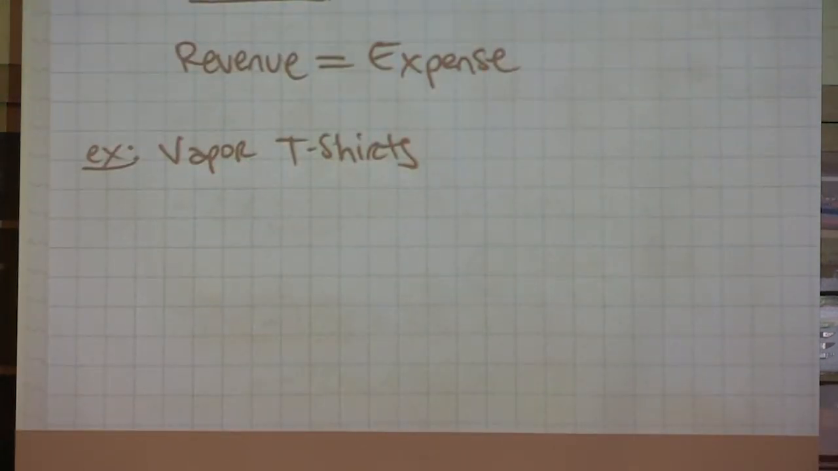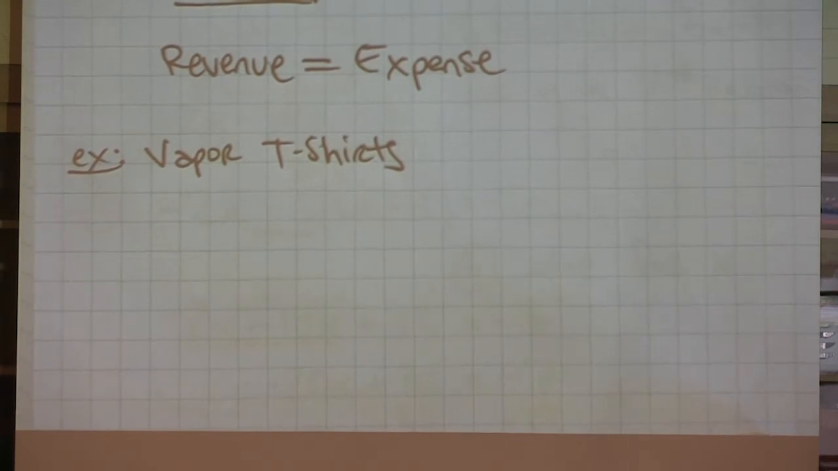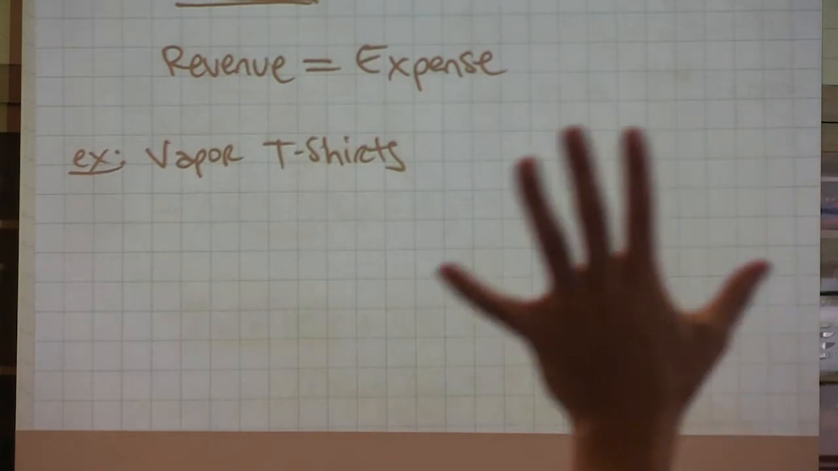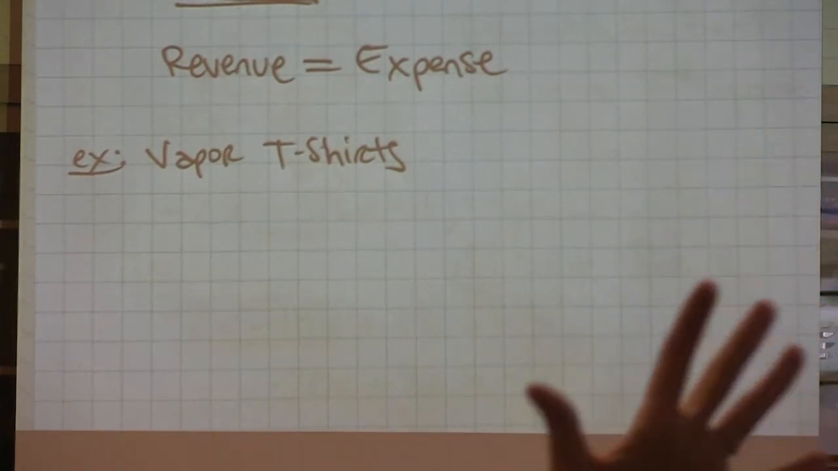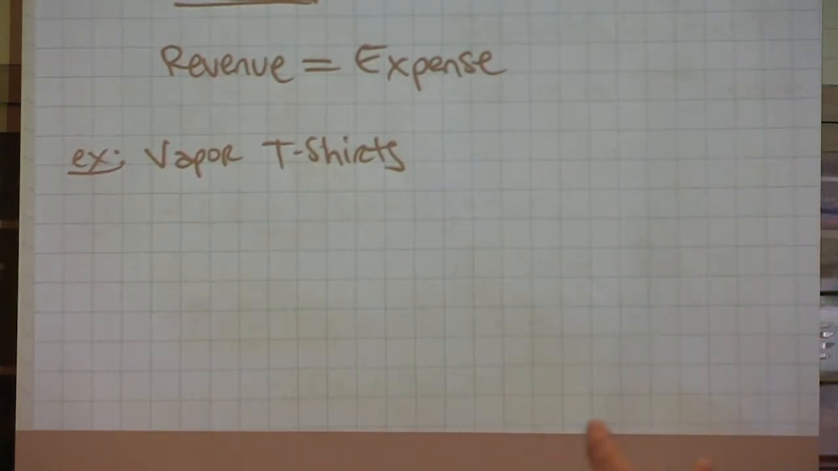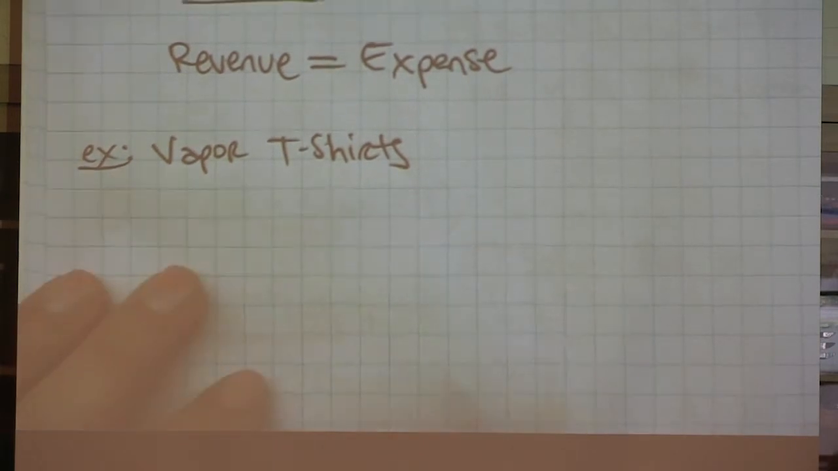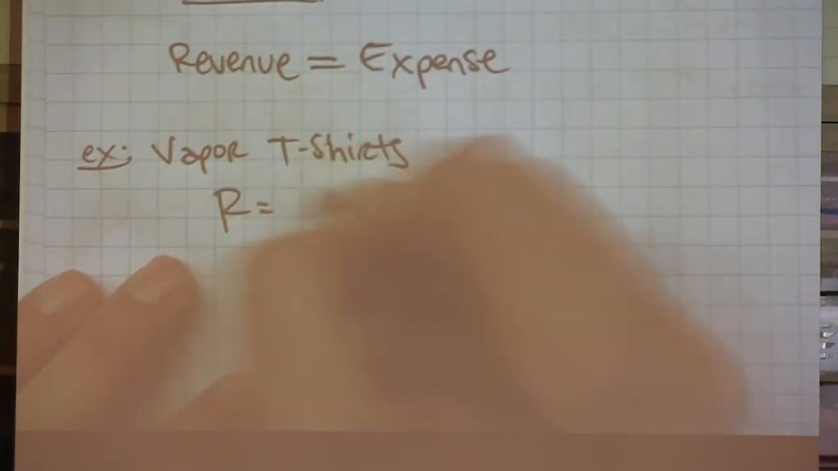Okay, so let's look at this. What is our revenue for t-shirts? How much do we make? I'm not talking about subtracting, not talking about anything. When we sell a t-shirt, we make $10. So our revenue right here is 10x.